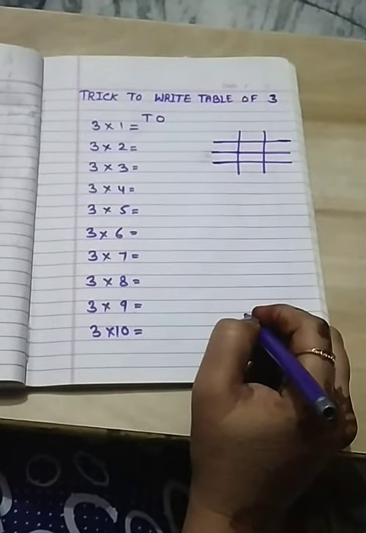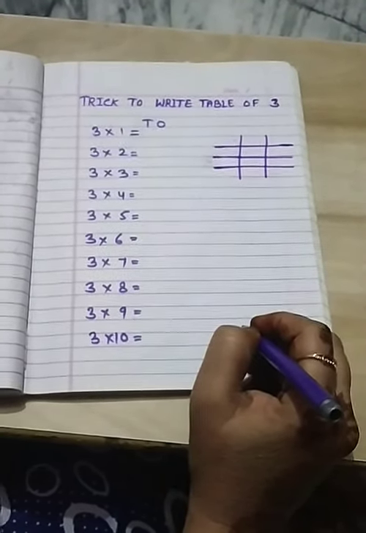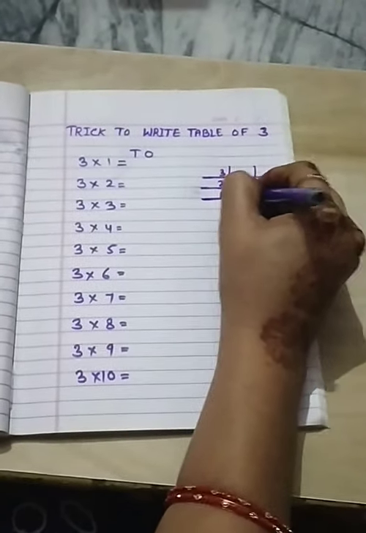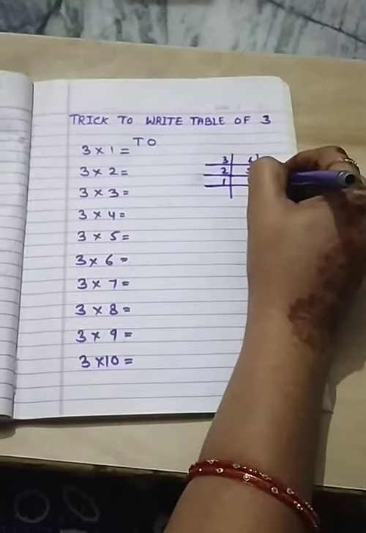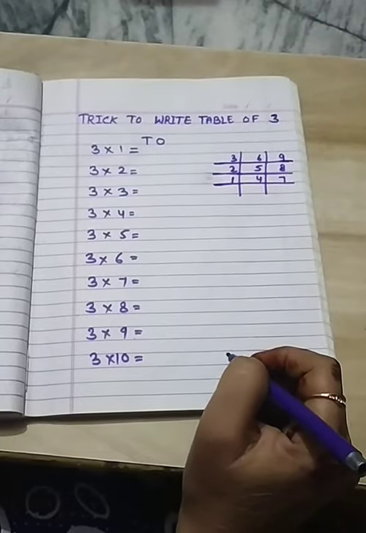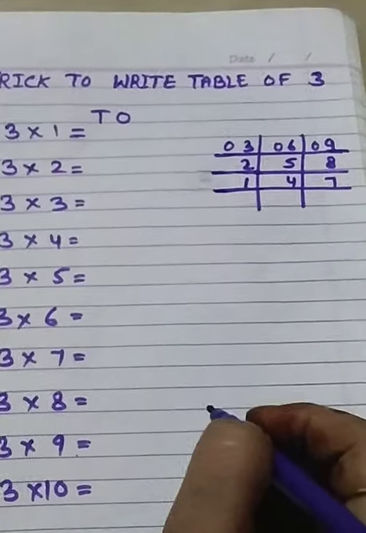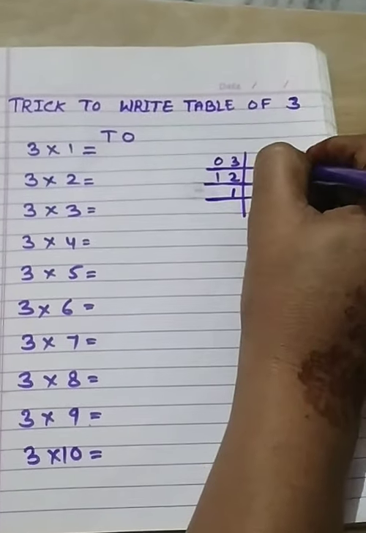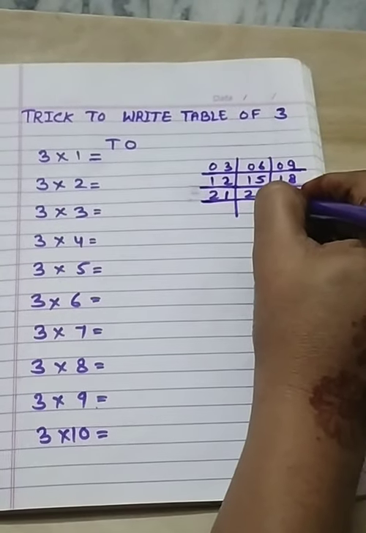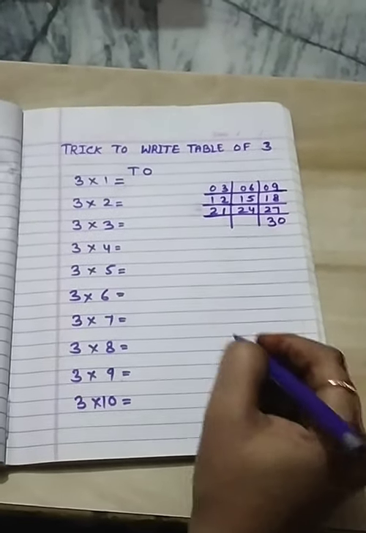Last trick to write table of 3. First we will write 1 to 7 from bottom to top. Then we will write 0 in the first row, 1 in the second row and 2 in the third row. And we have to write 30 in the last. Table is ready.